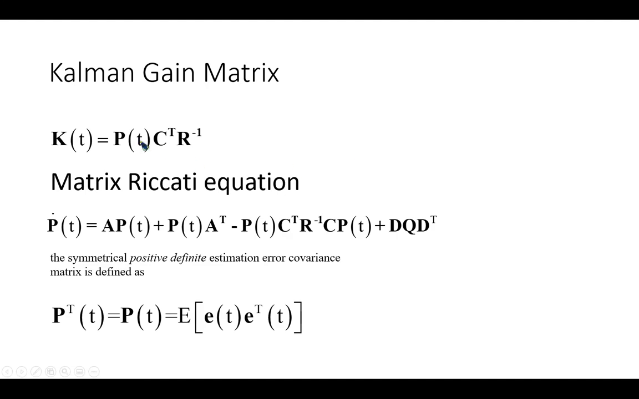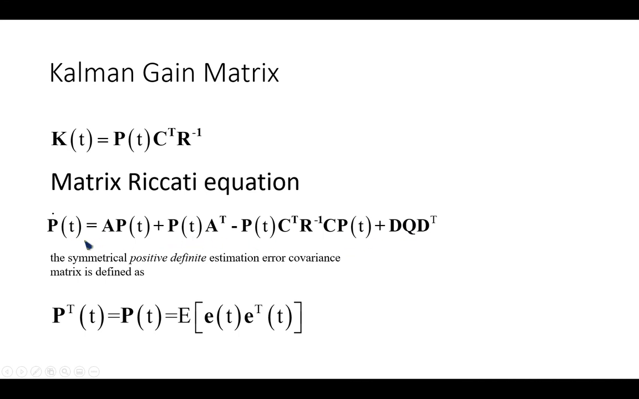K is found from P C transpose R to the minus 1, where R is the noise covariance, and P is found from a matrix Riccati equation. This is a differential, a continuous time one. So what this gives you is a set of differential equations which are normally nonlinear, and you have to solve that, and it's pretty nasty.